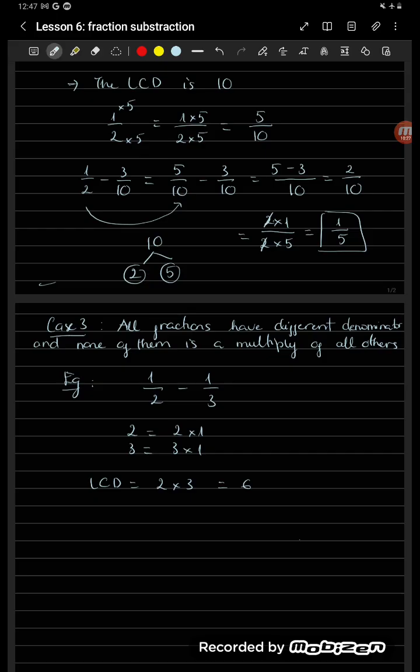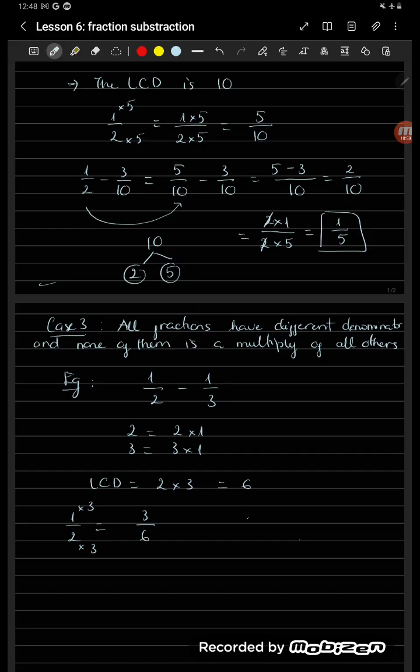So we need to change both fractions 1/2 and 1/3 to new fractions with the denominator of 6. Okay, so how can we change 1/2 to become a new fraction with the denominator of 6? We just times the bottom part by 3, and because we times the bottom part by 3, we need to times the top part by 3 as well. So it will be 3/6.